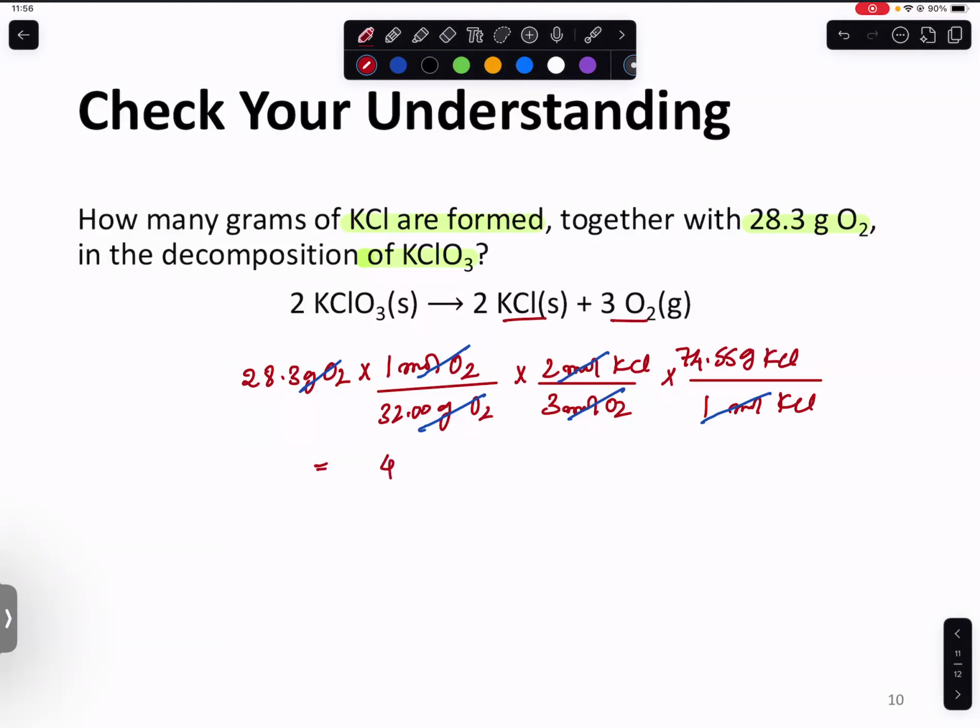And I have here 43.9534375 grams of KCl produced. Now, the least number of sig figs here is going to be for oxygen. So in this case, I can say that if I round this, it'll be 44.0 grams KCl.